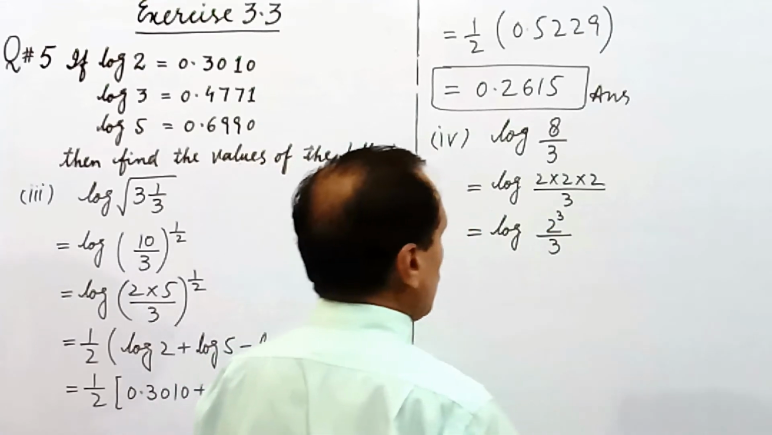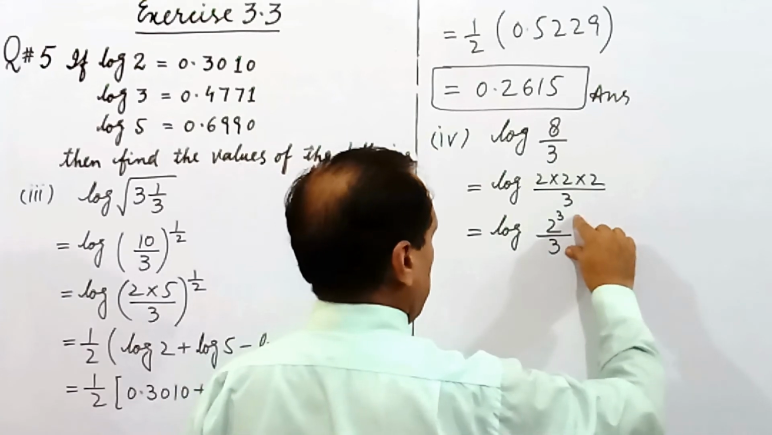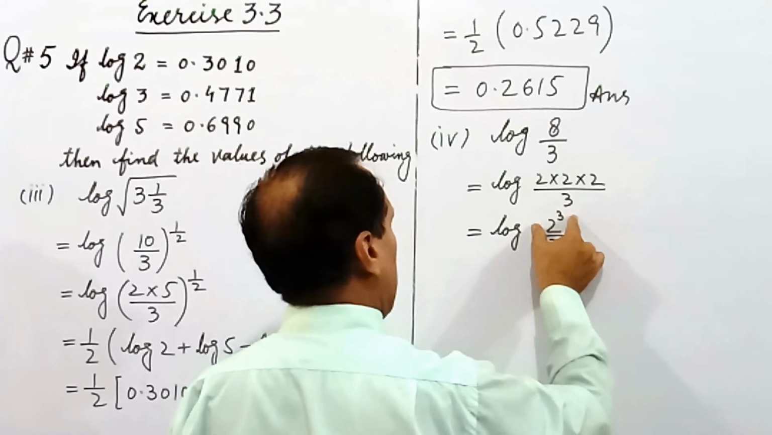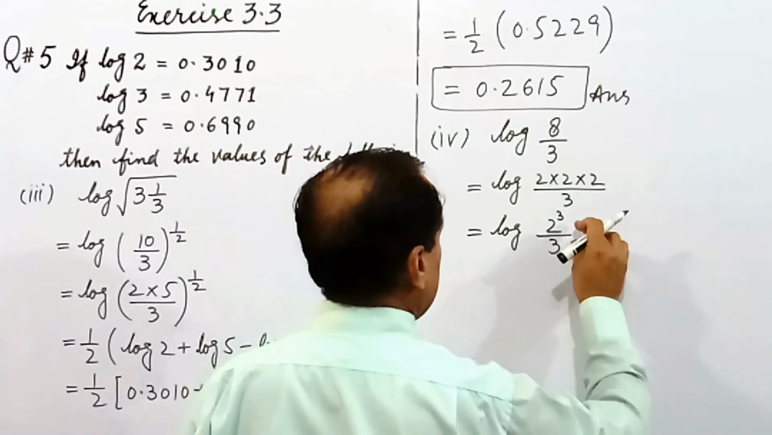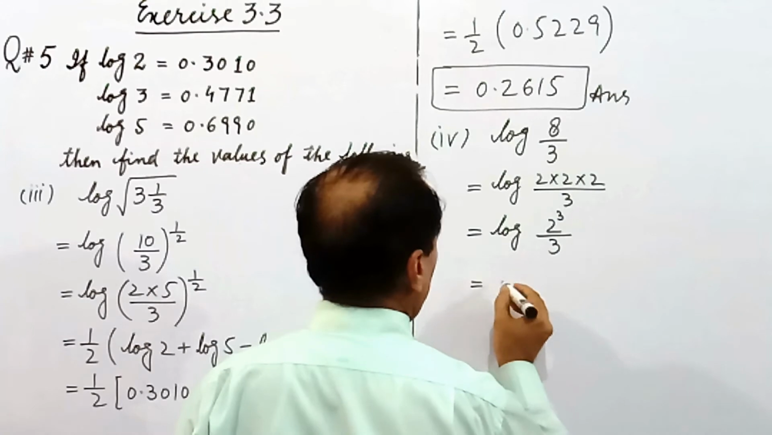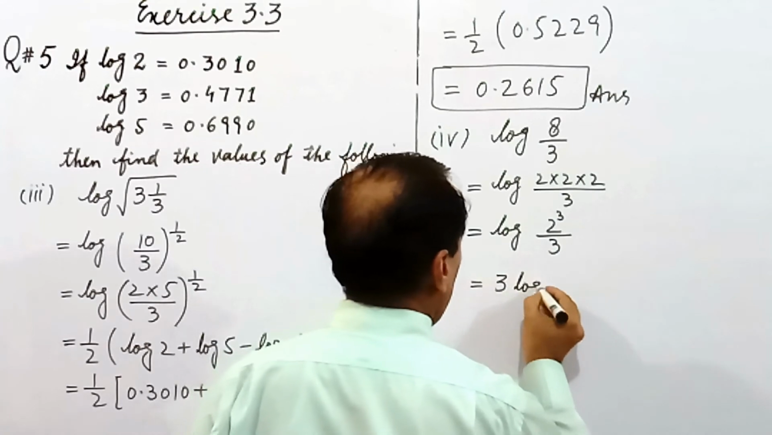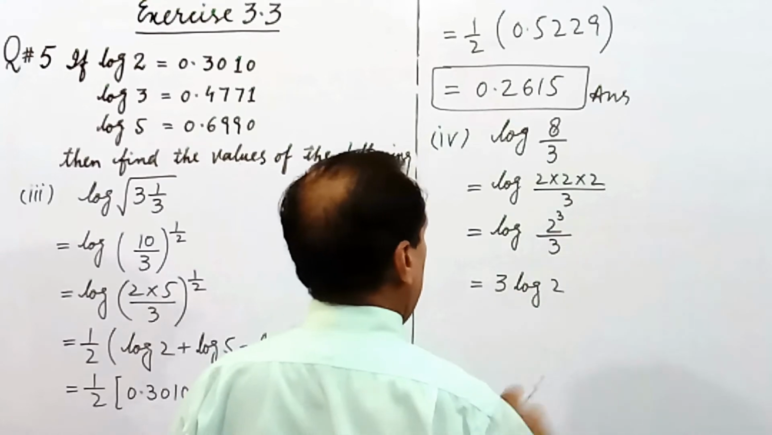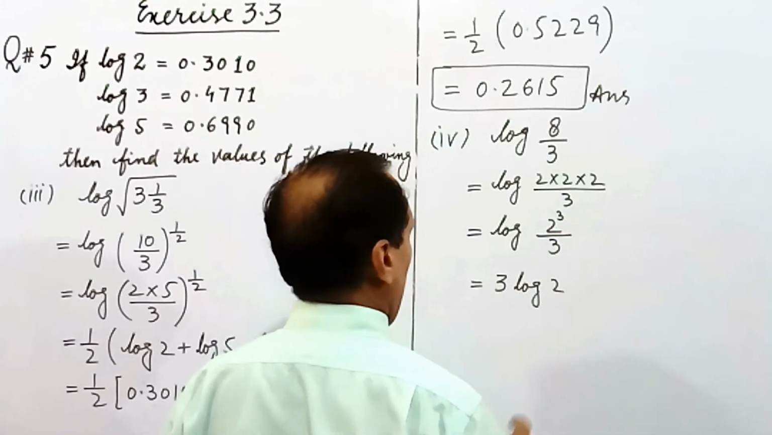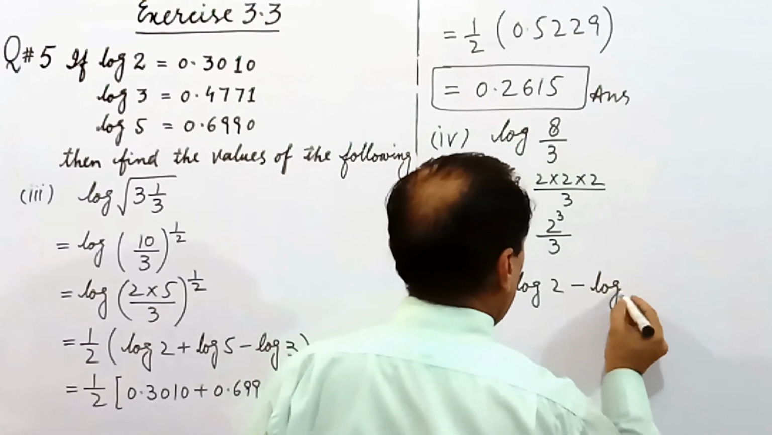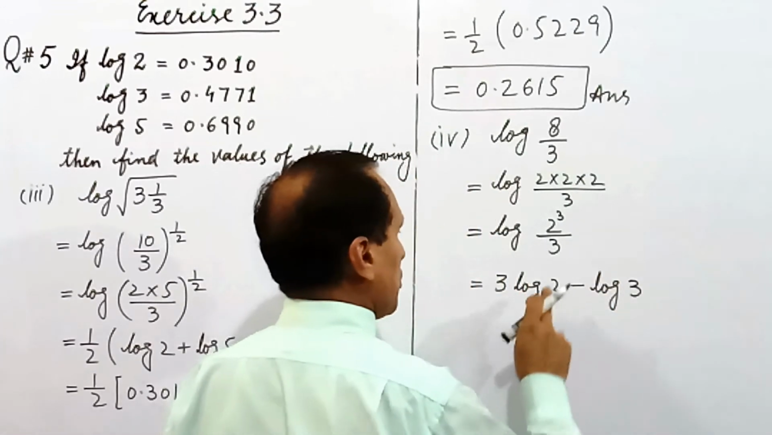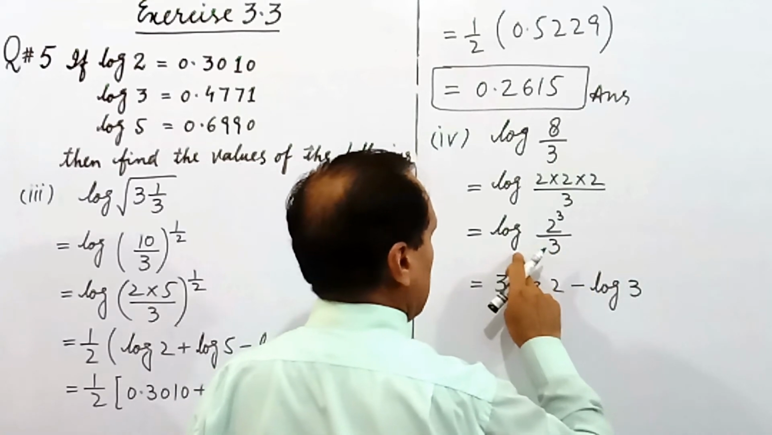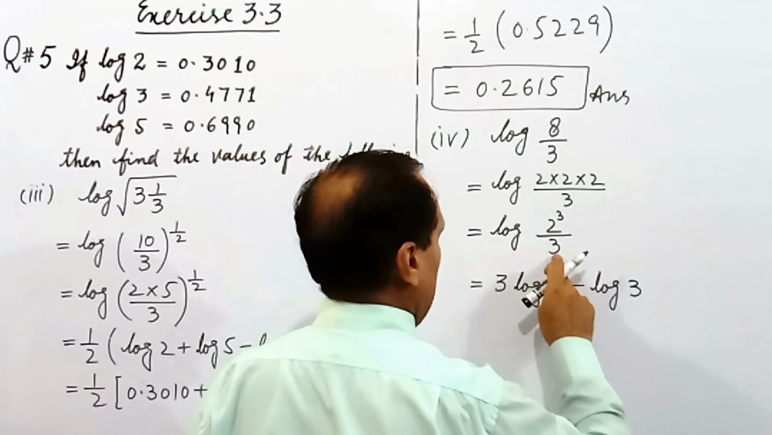Now we apply two laws: as the value is in ratio, we apply the second law of log, and as the value is in exponential form, 2 raised to power 3, we apply the third law of log. So by applying the second and third laws of log, we have 3 log 2, as the third law is applied on the numerator, and according to the ratio, we apply the second law, minus log 3. As I told you earlier, the value written in the denominator with log, when we apply the second law, is written as negative log.